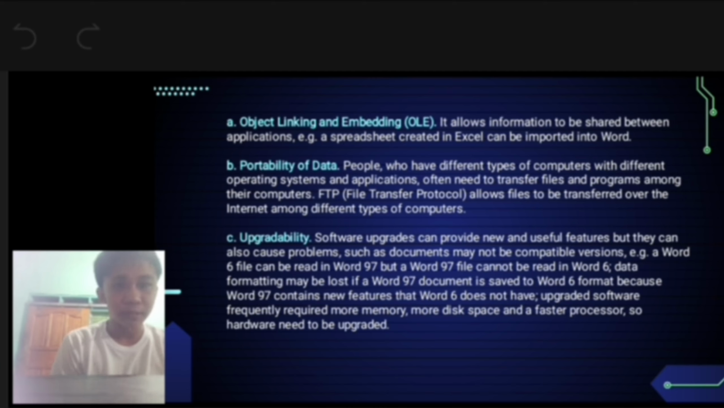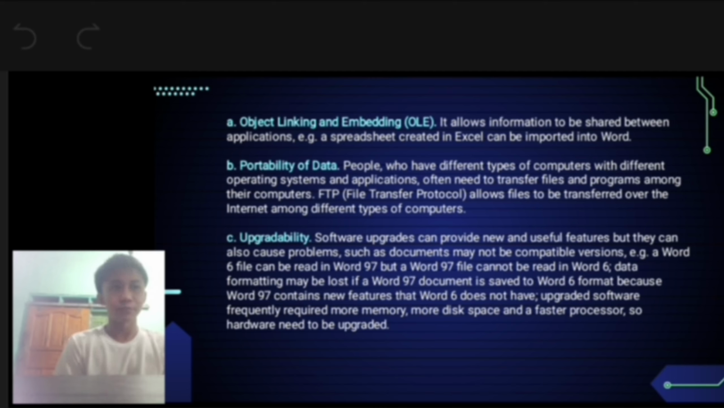B. Portability of data. People who have different types of computers with different operating systems and applications often need to transfer files and programs among their computers. FTP, File Transfer Protocol, allows files to be transferred over the internet among different types of computers.